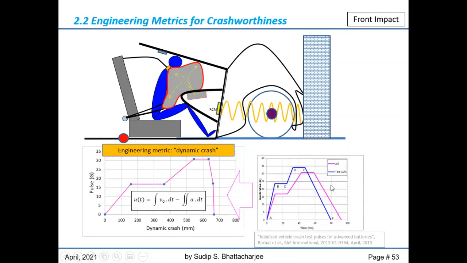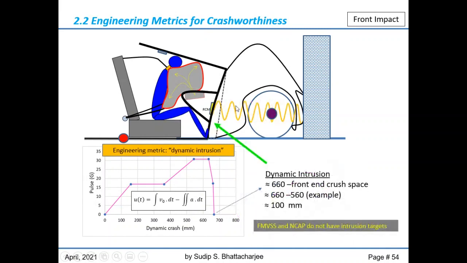We can just double integrate the pulse with the initial velocity taken into account. And then we can plot here showing the pulse acceleration against the double integrated acceleration response. So basically we are saying the dynamic crash is nothing but the translation of this monitoring point towards the front against this rigid wall, keeping it as zero reference. You can say it is a total compression of the system. And that's what we call the dynamic crush.